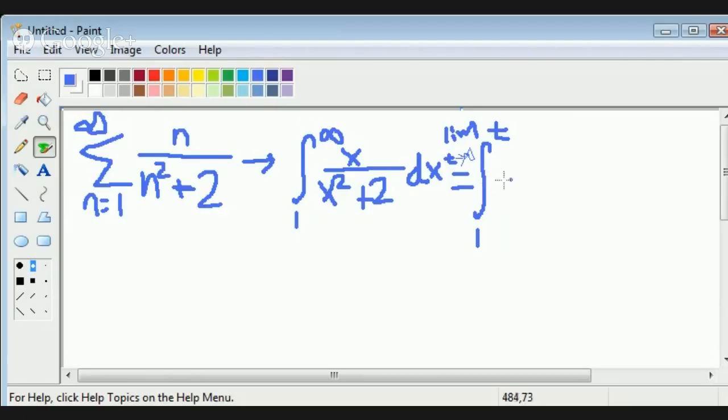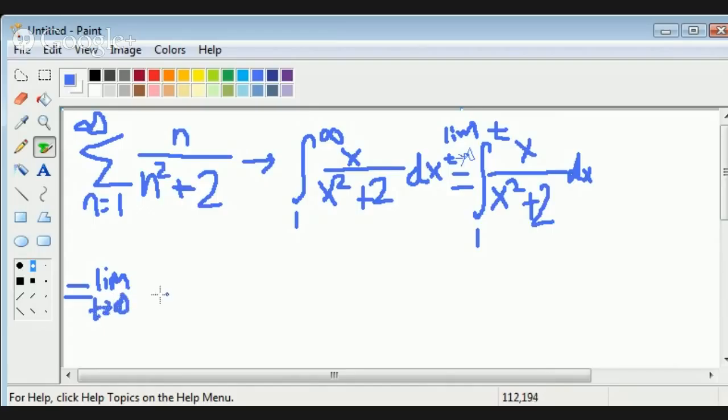So next, we put x squared plus 2 down below, with x at the top, dx. And that will equal the limit as t approaches infinity of half of ln of x squared plus 2.